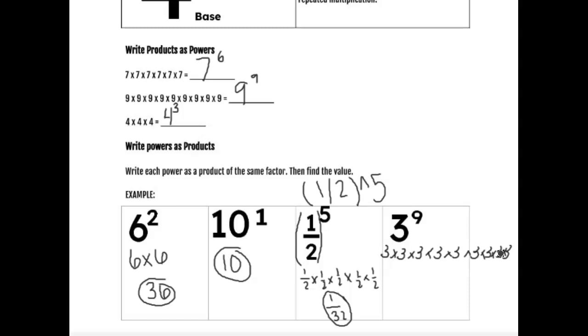So my calculator, this is what it's going to look like on your screen when you type it. 3 to the 9th. And I get 19,683. Let's take a look at the next page.